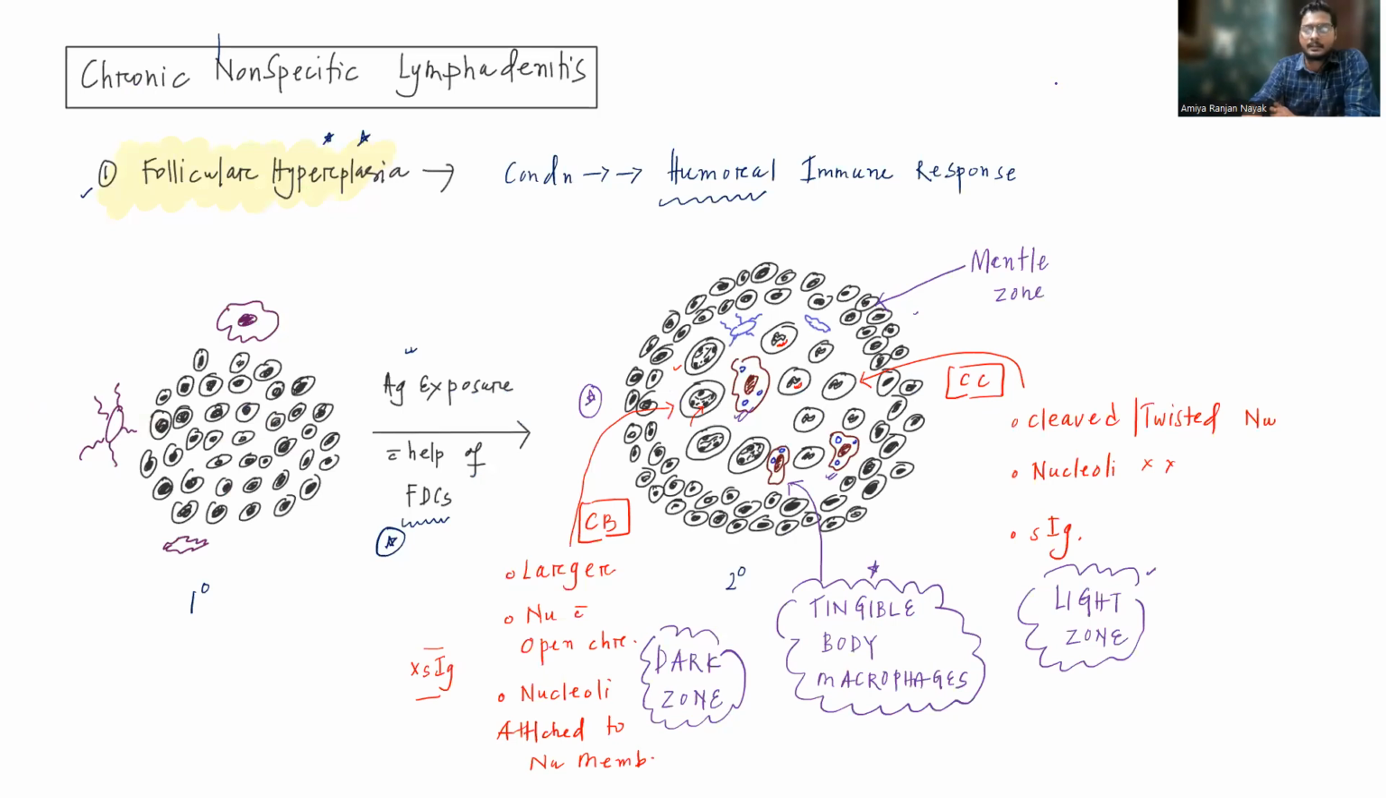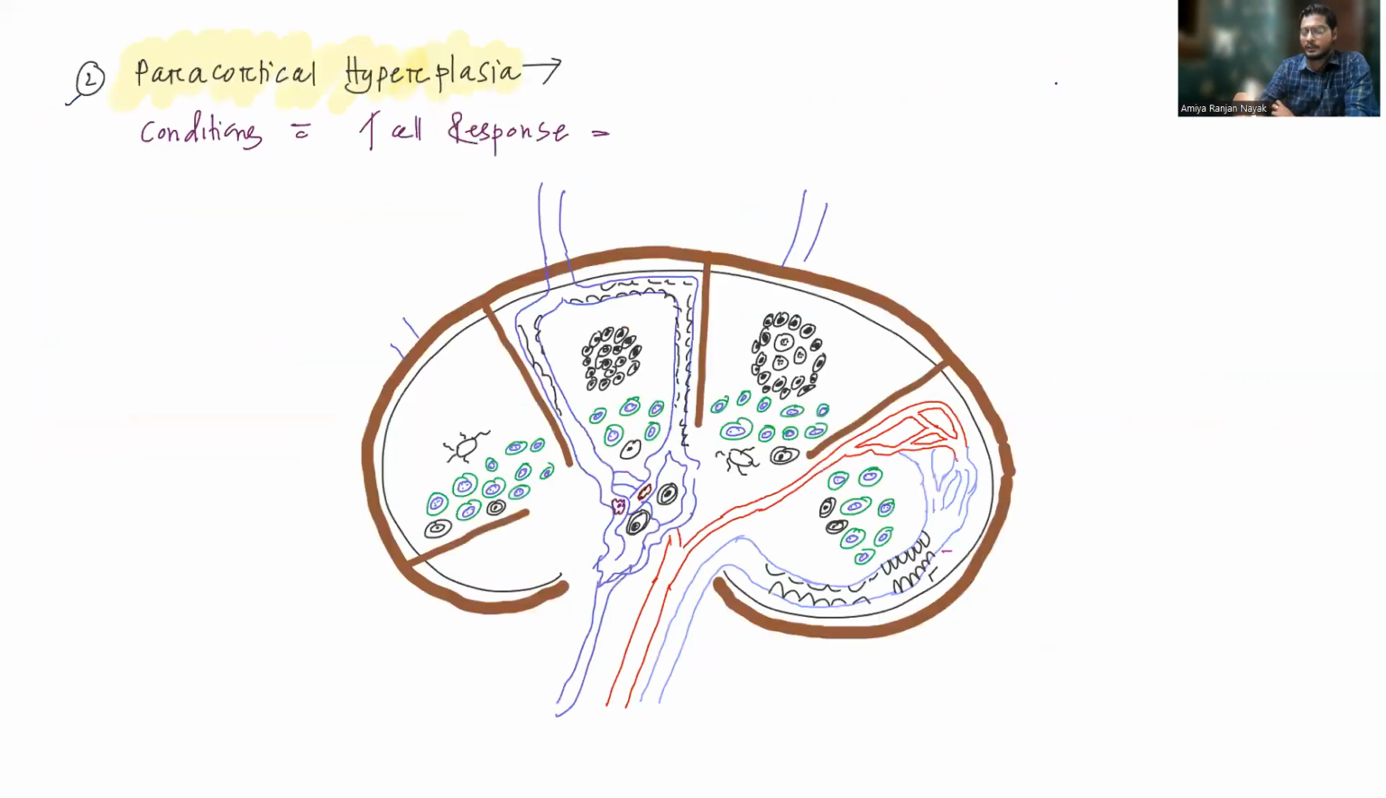Now we'll go to the next morphological variant of chronic non-specific lymphadenitis, that is paracortical hyperplasia. As you all know, the paracortex consists of T lymphocytes. So any condition which will produce a T cell response, in all those conditions, we are going to find a paracortical hyperplasia. The classical example is viral infections. Paracortical hyperplasia is classically seen in viral infections, especially infectious mononucleosis.